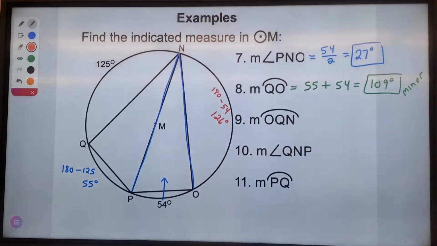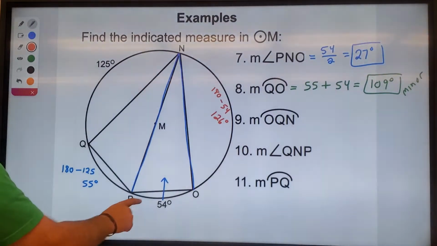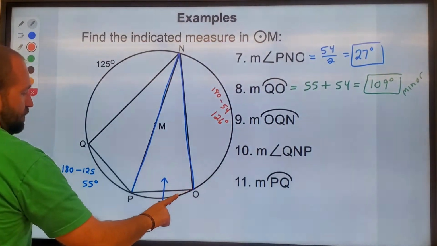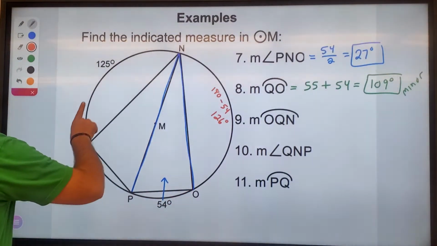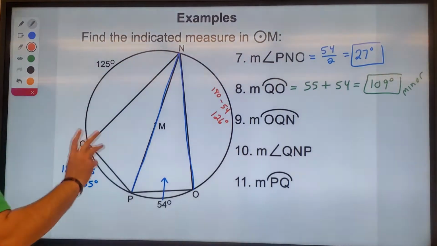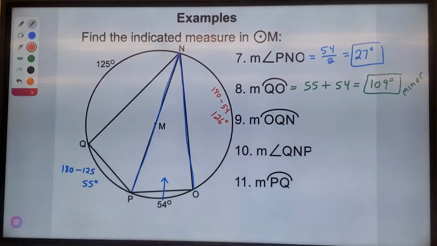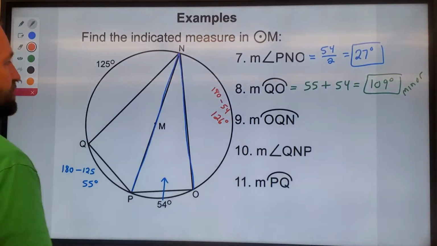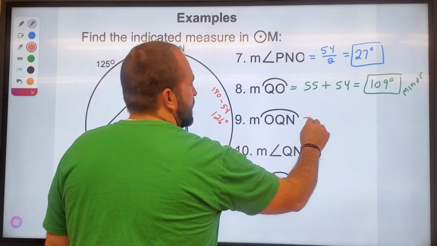Now looking at OQN. From here, I'm going to go all the way around. So I have 2 options. Again, options are I can add segments that go together, or I can subtract from the whole. It's completely up to you which pattern you take, but I'm going to write them both down just for educational purposes here.